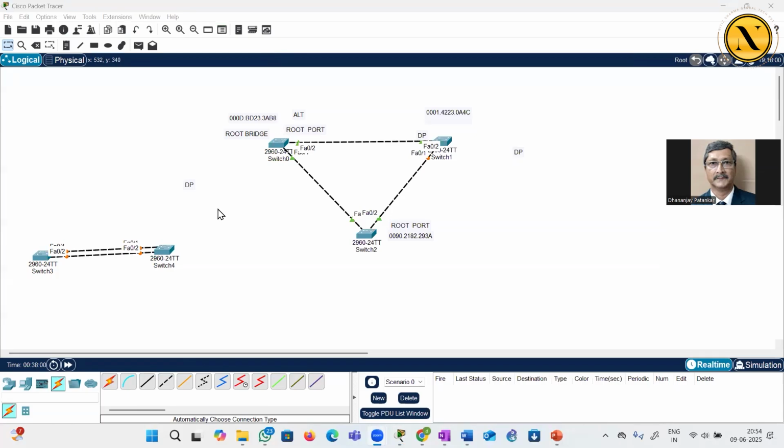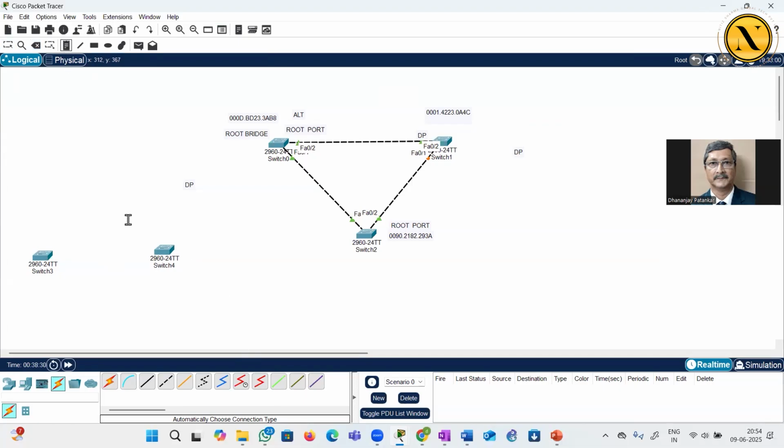But spanning tree BPDU guard enable, that's the command, right? We can go under the port and give the command spanning tree BPDU guard enable. Look, so now who's the root bridge? This one, okay? Because he has got a lower priority or MAC address. So this guy is the root bridge.